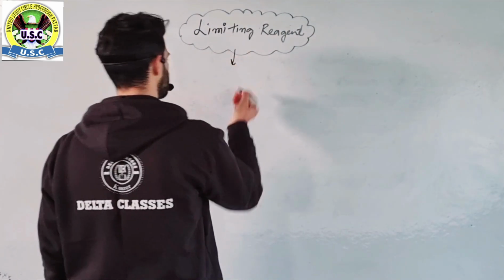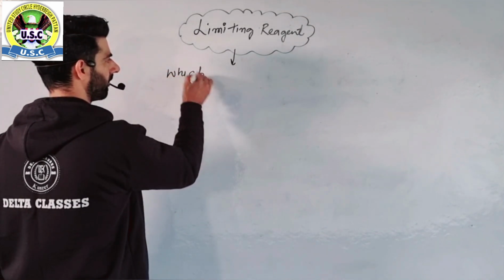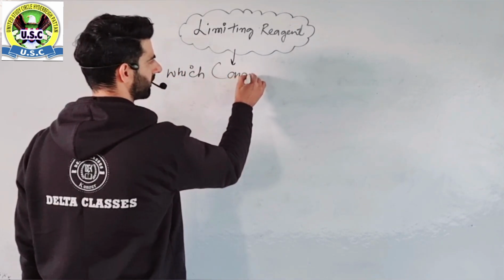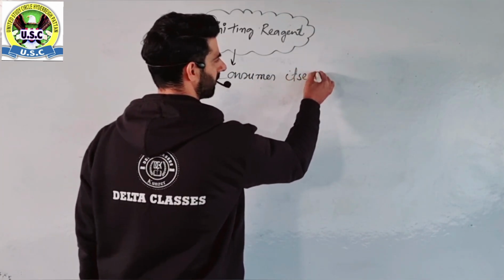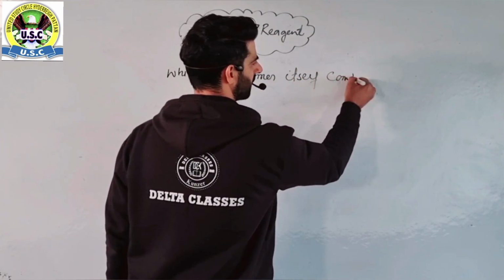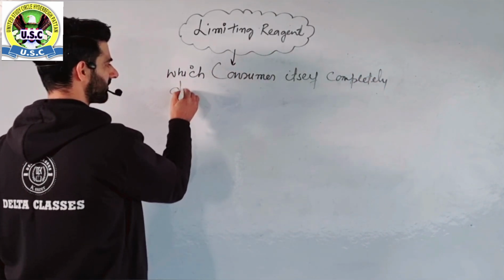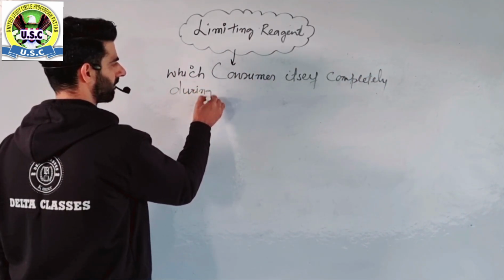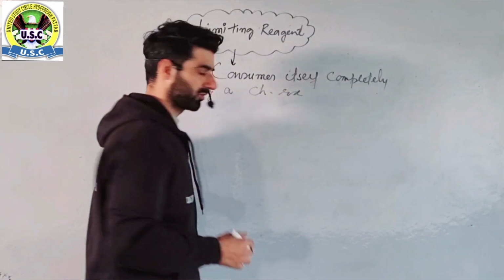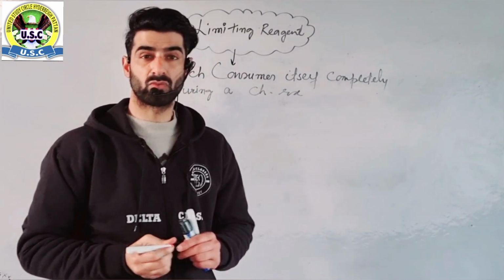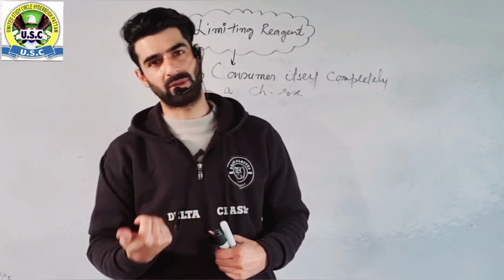A limiting reagent is one which consumes itself completely during a chemical reaction. So we can say that it is the one in a given chemical reaction which consumes itself completely.